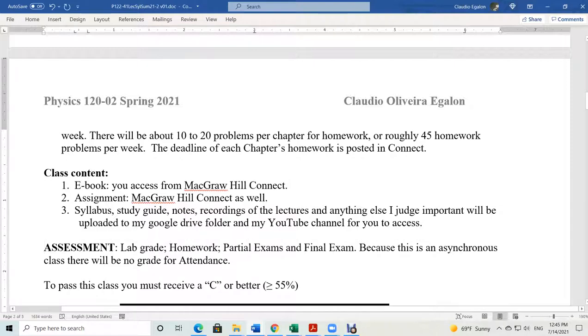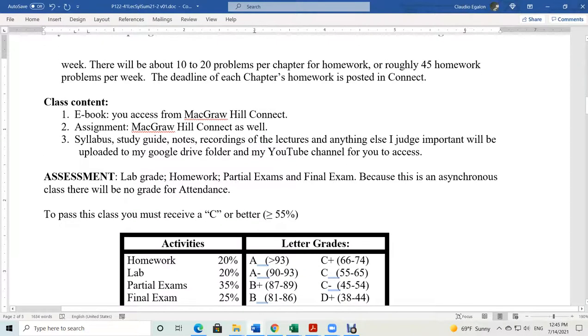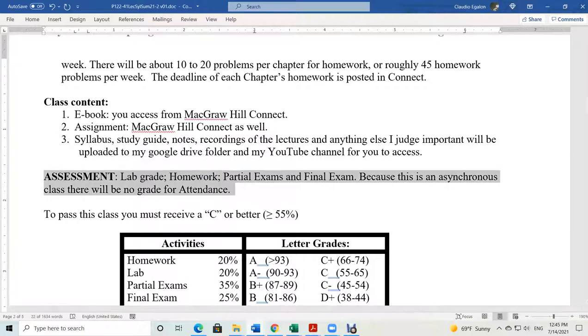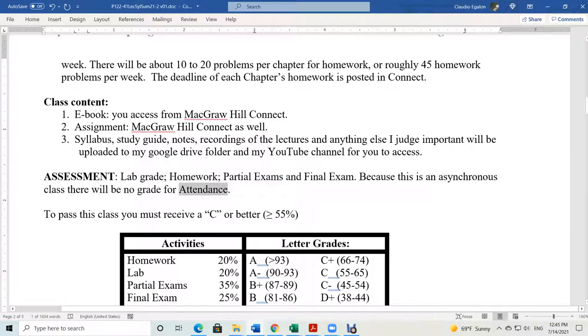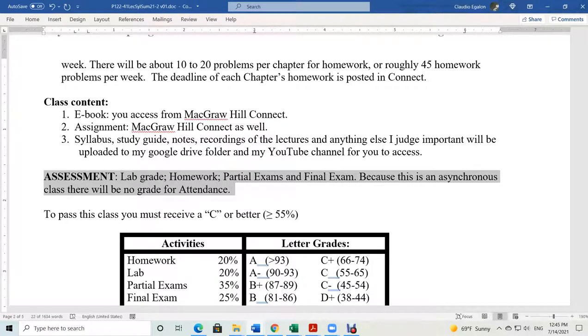Assessment for the lecture. We're talking about the lecture here. Lab, grade, homework, partial exams, and final exam. Because this is an asynchronous class, there will be no grade for attendance. So I usually give a 5% grade on attendance, but because this is an asynchronous type of class, there will be no grade for attendance.